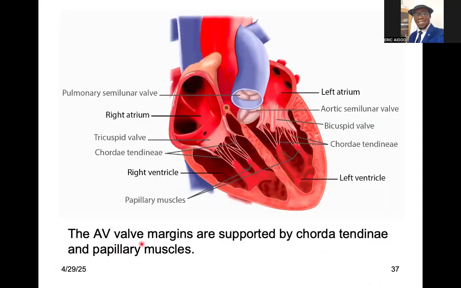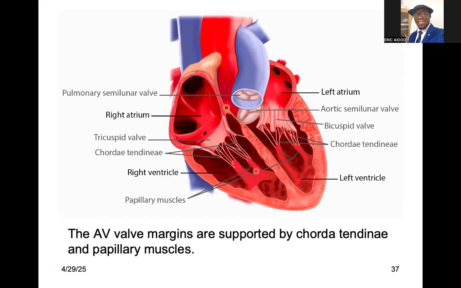The AV valve margins are supported by chordae tendineae and papillary muscle. So the atrioventricular valve, one of which is here between the atrium and the ventricle. So you have one here and it is supported by chordae tendineae, as has been indicated here, which are these thread-like structures which are very strong. And then they are also held by the papillary muscles, as you find here.